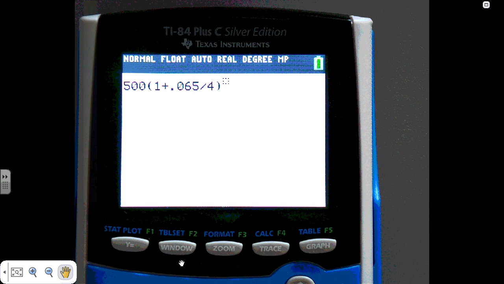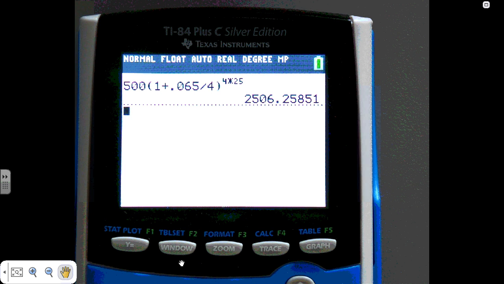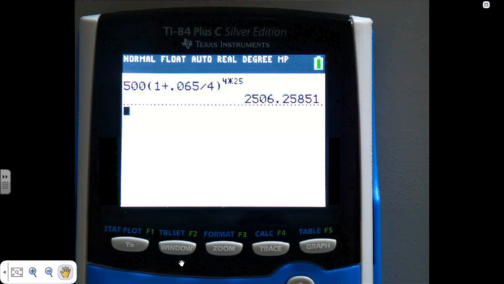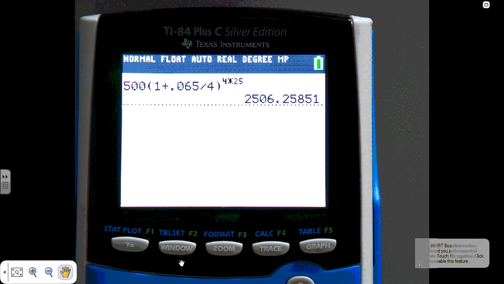And so what that means now, guys, is my 4 times 25, this whole thing is going to be in the parentheses, or up in the exponent. I don't have to use any parentheses. I can hit enter, and I'm good to go. I'm going to have $2,506.26.